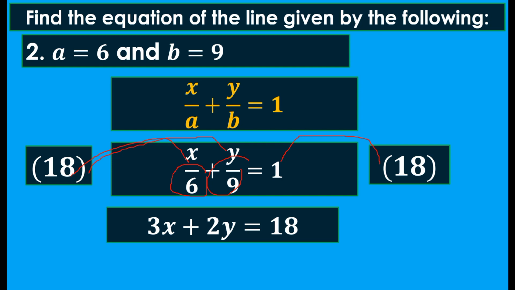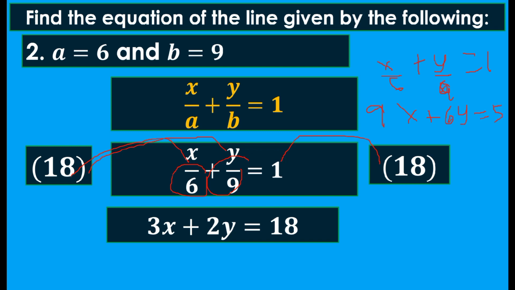Let's do the shortcut. We have x over 6 plus y over 9 is equal to 1. Okay, so magiging 9 times x, 9x plus 6y equals 54.